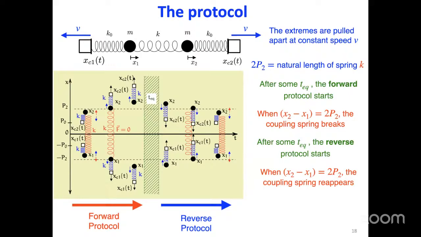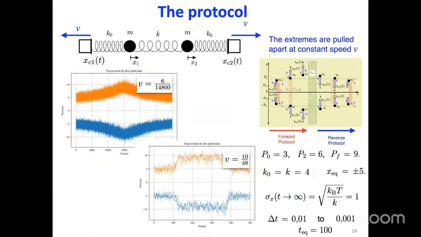And then for the reverse protocol, you take the two free ends of the springs and start to put them together again. And at the moment when the distance between the masses is the same as the resting length of that spring, the spring reappears. And that's all. So now let's go to the results.